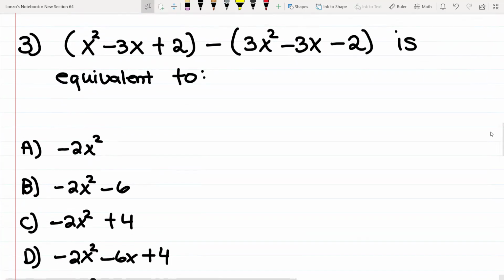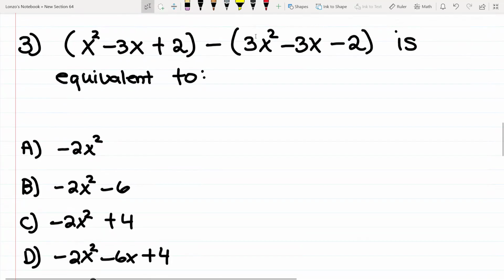Question 3. Parentheses x squared minus 3x plus 2, minus parentheses 3x squared minus 3x minus 2, is equivalent to. So all you got to do, you have a minus in the middle. You're just collecting like terms. There's nothing you can do inside the parentheses because none of these can be combined, right? You have a power 2, you have an x to the 1, and then you have a constant. They're different powers, so you can't combine them.